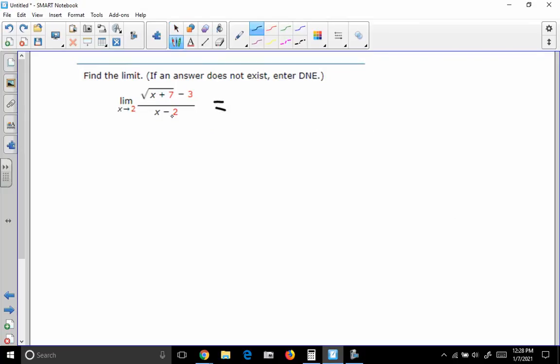If we substitute a 2 in, we get 2 plus 7, that's 9. The square root of that is 3. So we get 0 on top and 0 on bottom. That's indeterminate. So on the last one we did, we demonstrated that if we get 0 over 0, and we can find an equivalent function where we can plug a 2 in and get an answer, they are going to have the same limit.